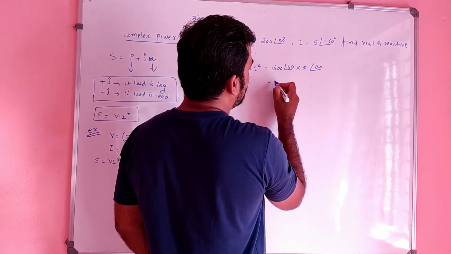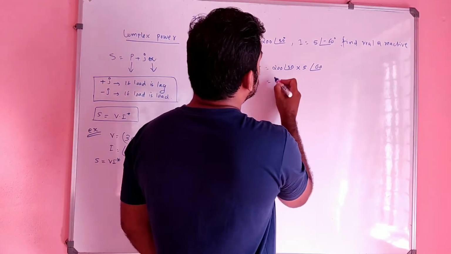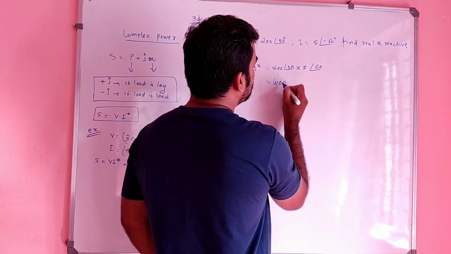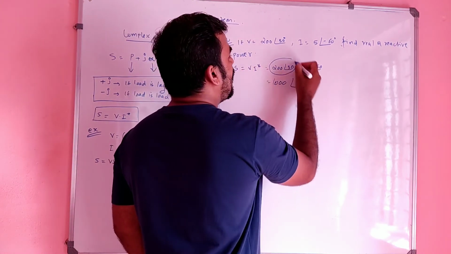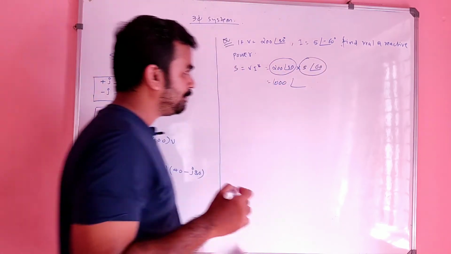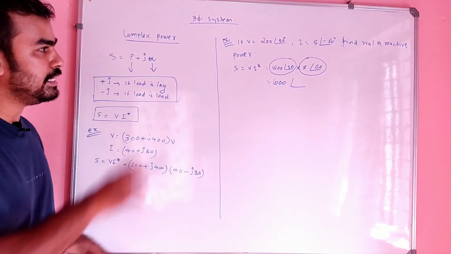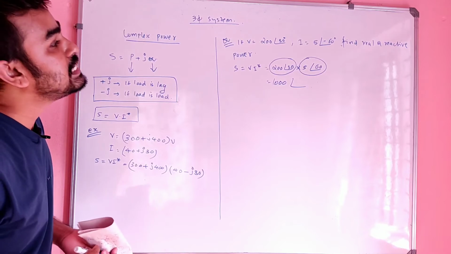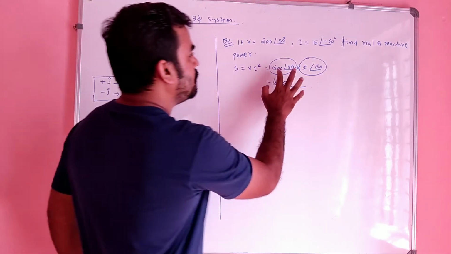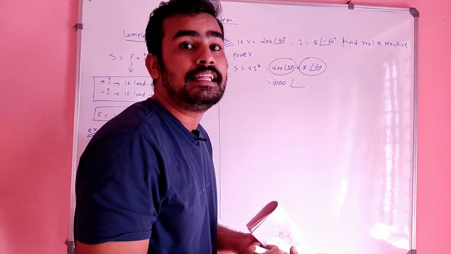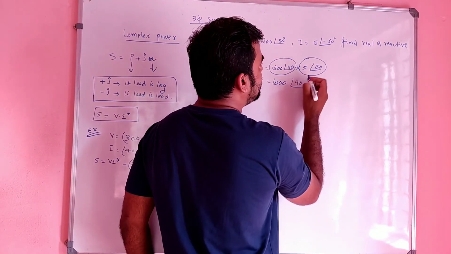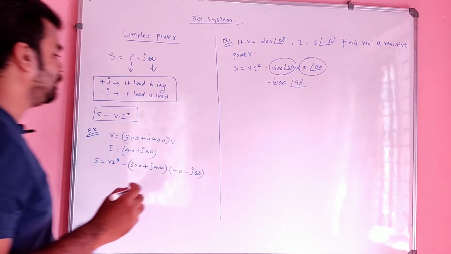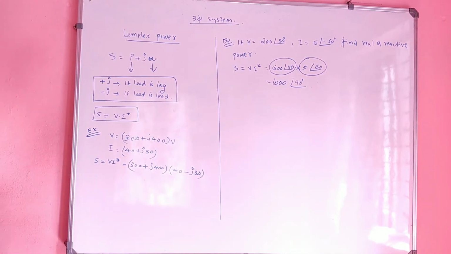So how can you write it? See, if two terms in R angle theta form are multiplied together, then the resultant term will be the multiplication of the magnitudes and the addition of the angles. So it is 1000 angle, and 30 plus 60 is nothing but 90 degrees. So this is the complex power.